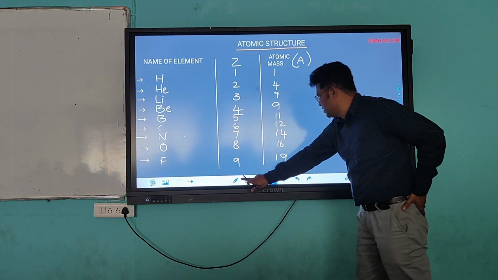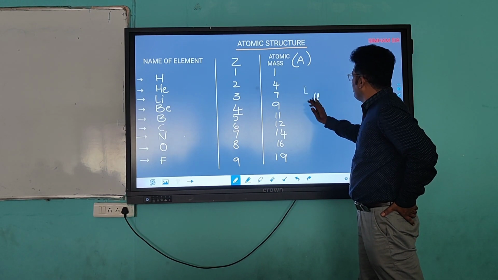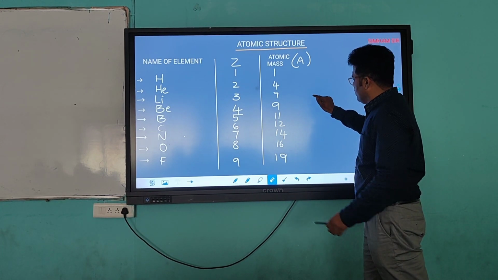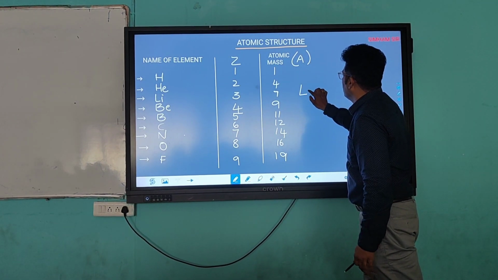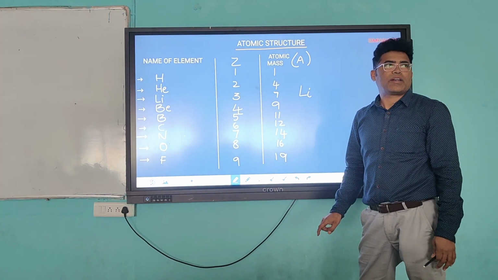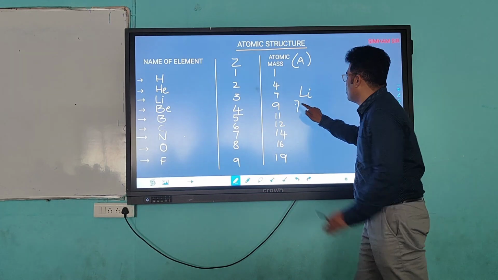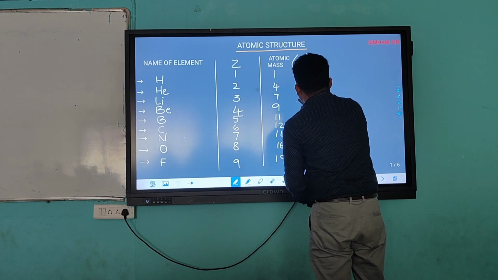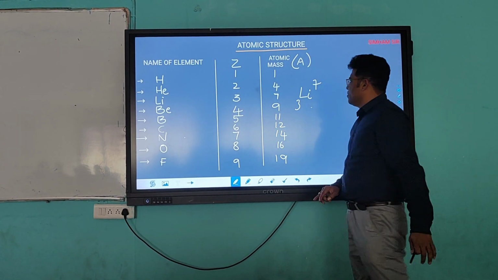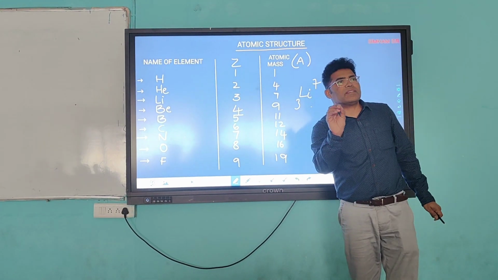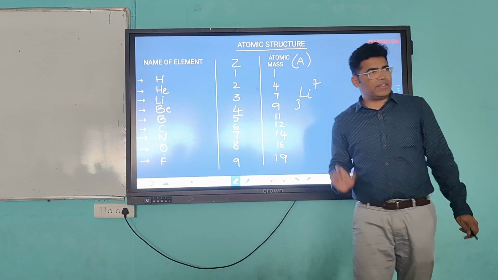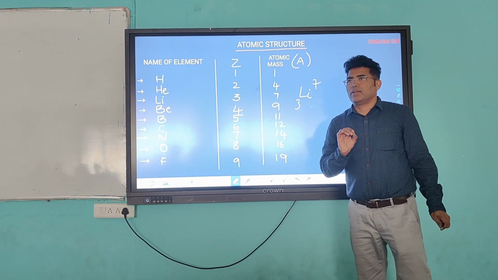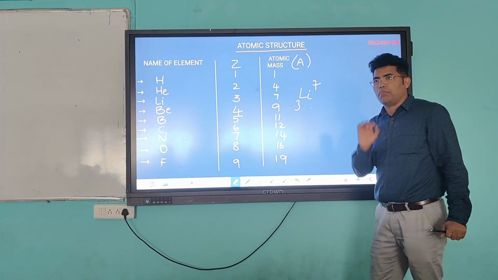See, here I am writing like this. Lithium, atomic number 3 and mass number 7. Li is the symbol of lithium. 3 is the atomic number. 7 is the mass number.